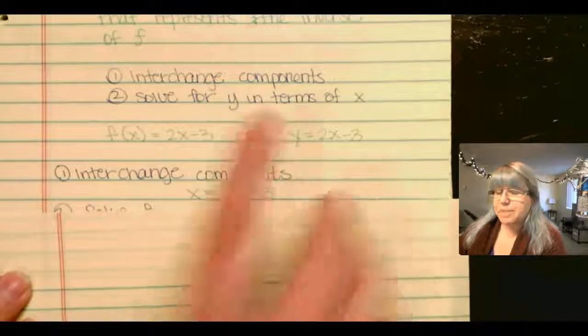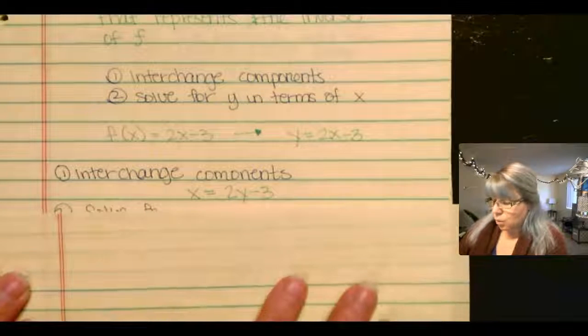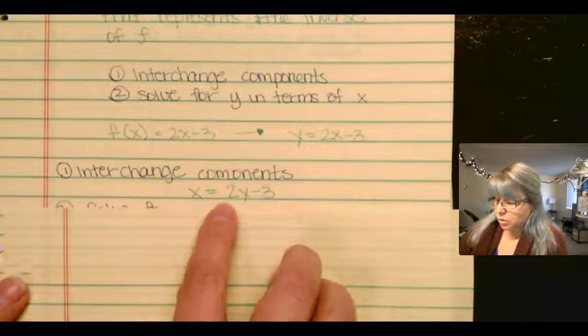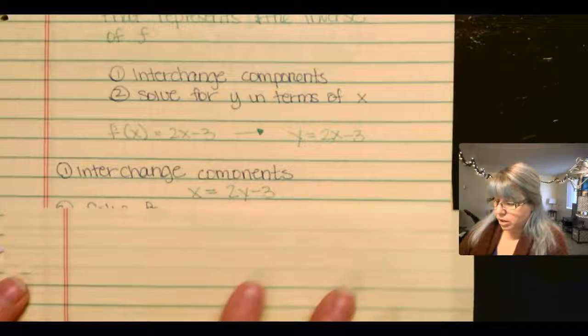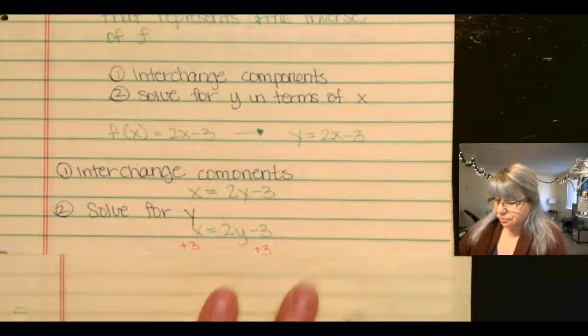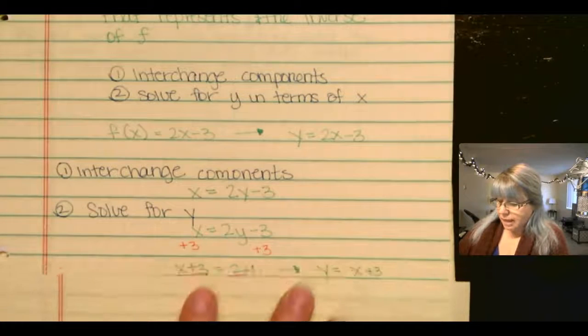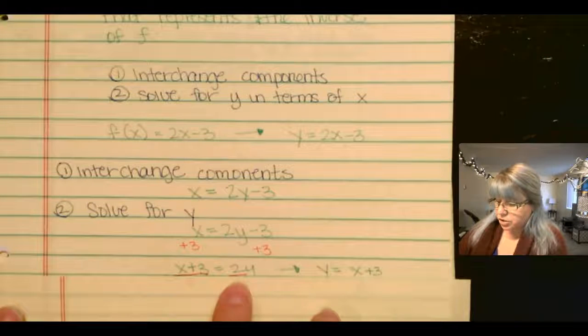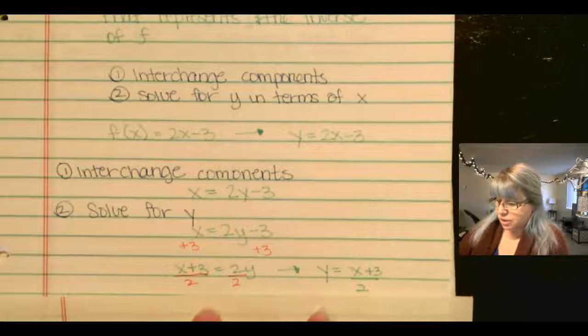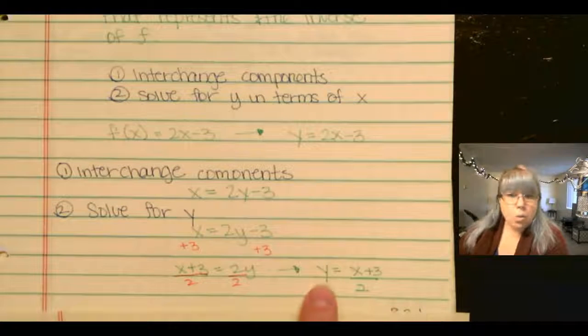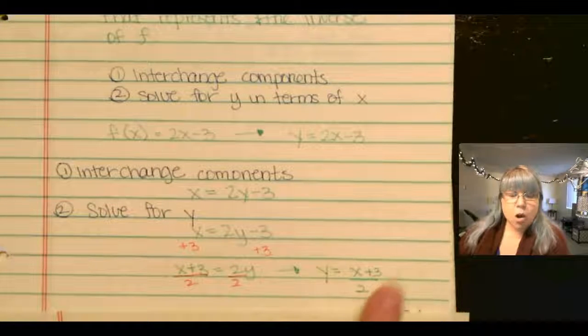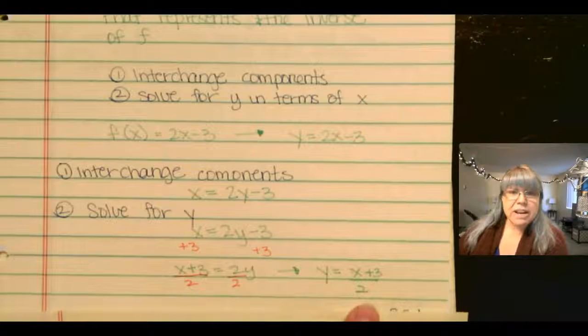That's the first step. Second step is we're going to take this x equals 2y minus 3 and solve for y. Add 3 to both sides. I get x plus 3 equals 2y. Divide by 2 on each side. Therefore, y equals (x plus 3) all over 2. That is our inverse function of f.